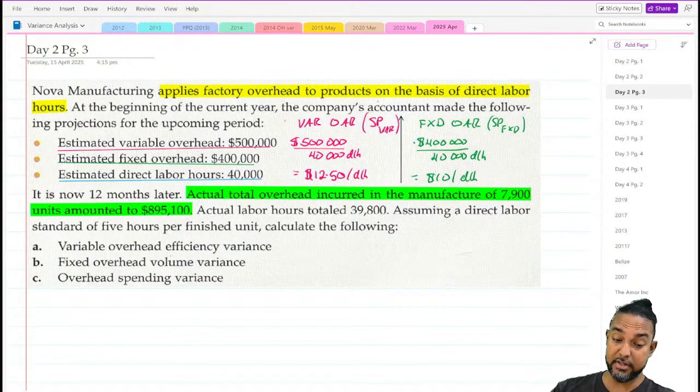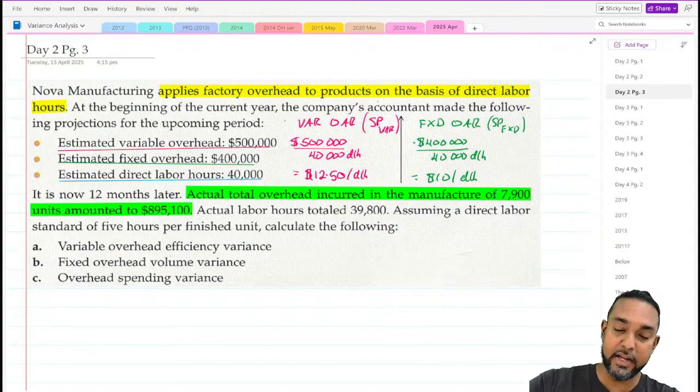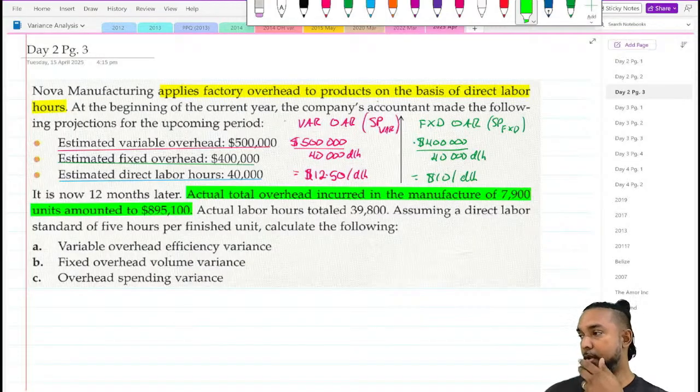They didn't say anything about having a different value for fixed overhead, so the fixed overhead is probably still 400,000. And if you subtract 400 from 895, you get 495, which is less than the 500. So we'll see a favorable variance coming up. But anyhow, I kind of jumped the gun. Sorry about that.